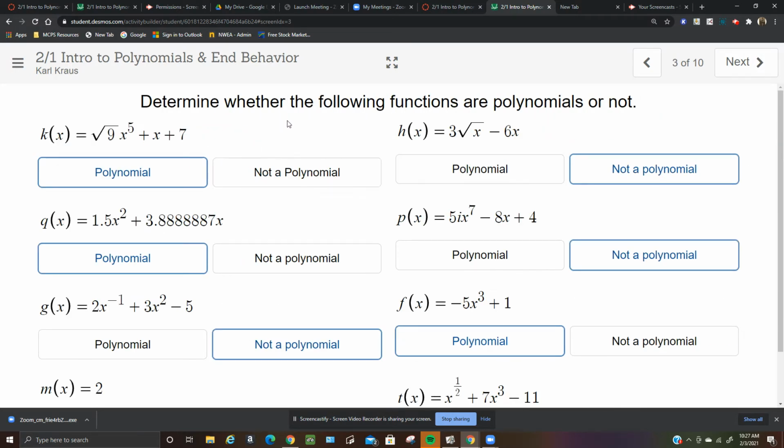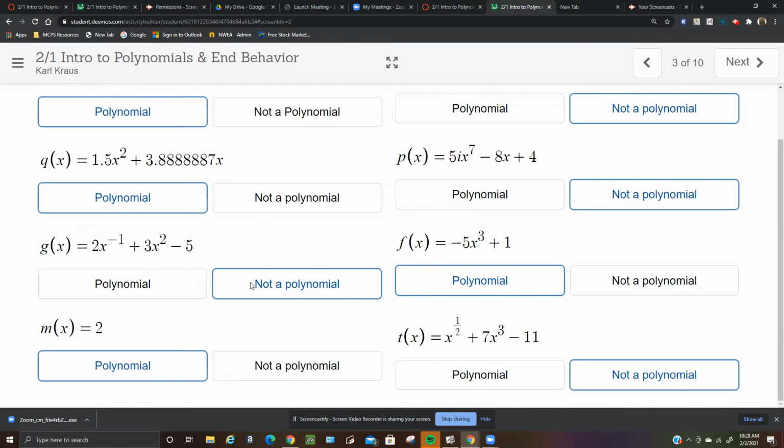So this is where we left off in class: determine whether functions are polynomials or not. This is a polynomial. All the coefficients are real numbers. All the exponents, 5 and 1, are whole numbers. So that's a polynomial. The next one down, all the coefficients are real numbers, and all the exponents are whole numbers. So that's also a polynomial.